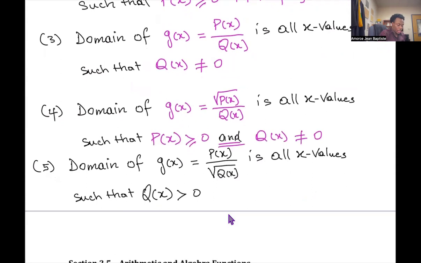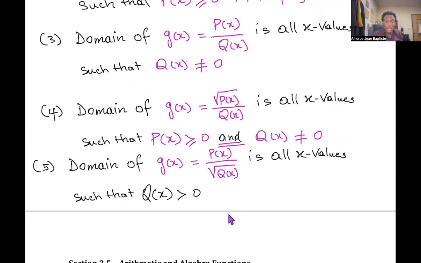And another condition is if g of x equals p of x divided by the square root of q of x. Well, p of x is okay. It's not inside of the radical. It's just a polynomial. Just like polynomials, its domain is all real numbers, so p is fine because it's on top. But if it's in the denominator, then you would set the condition.